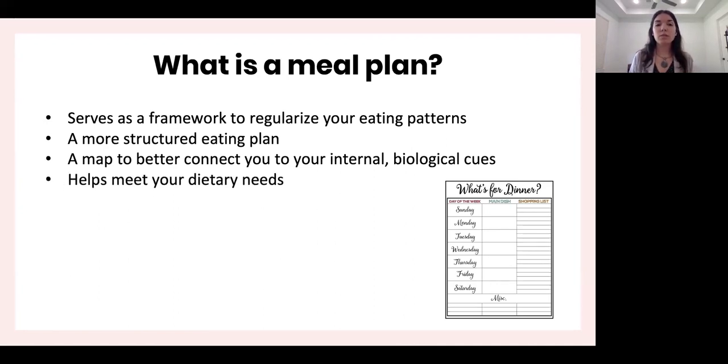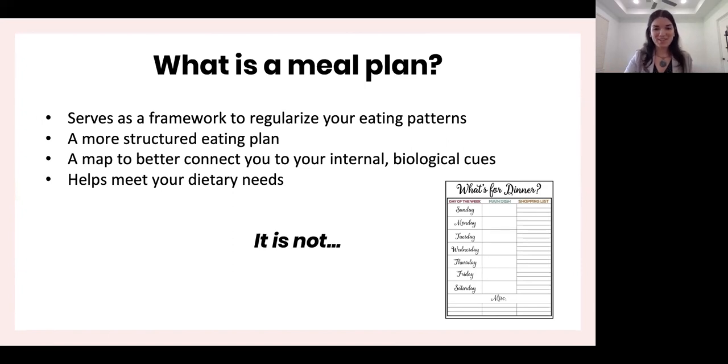It also helps meet our clients' dietary needs. Like I said, sometimes our clients aren't eating regularly throughout the day, and perhaps aren't getting all the nutrition that they need. So this way we are able to make sure that our clients are getting nourished properly throughout the day.